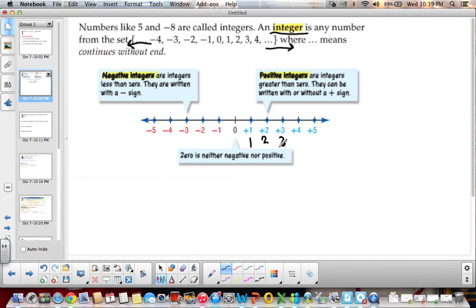Same with 3. Negative integers are less than 0. Any negative number is always less than 0, and they are always written with a negative sign. Because if we didn't write our sign and we just wrote 3, we would get it confused with +3. Positives, we may or may not have a sign. Negatives, we always have a sign.